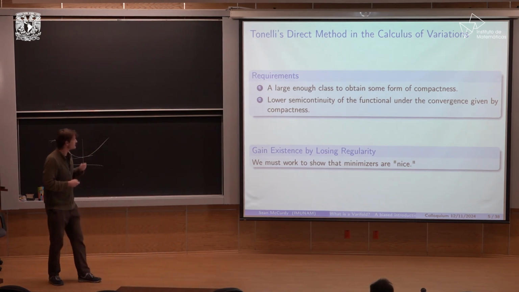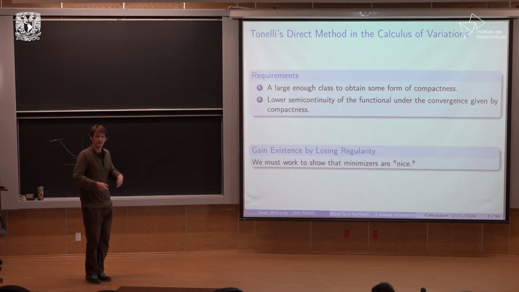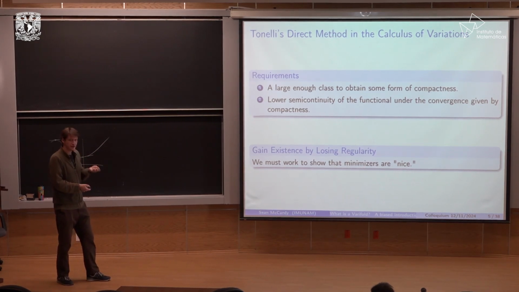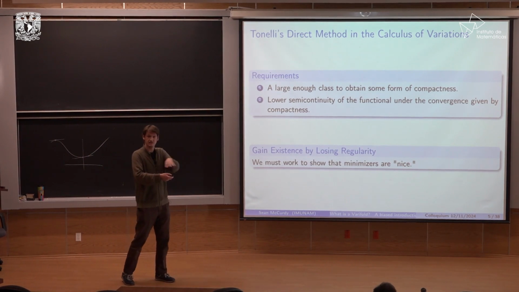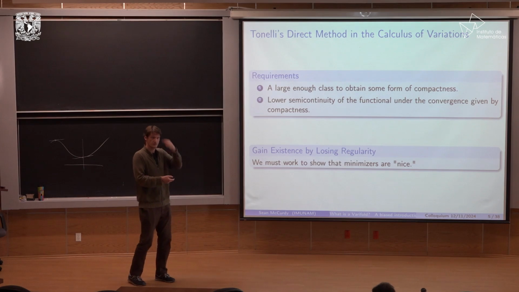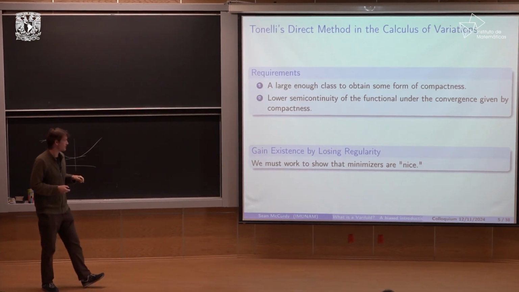Okay, and the trade-off here is that we get existence by enlarging our class to include much rougher things, and so we lose regularity. And the challenge then becomes to show that the minimizer that we find is actually nicer than the ambient class. It actually has the kind of regularity that we expect it to. Does this make sense? Okay.